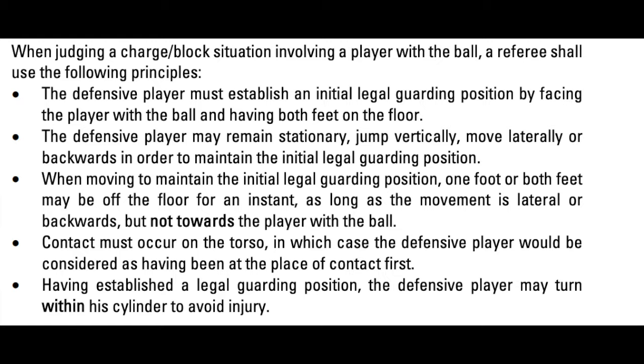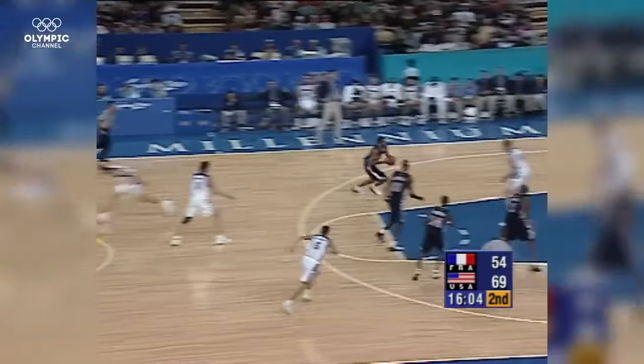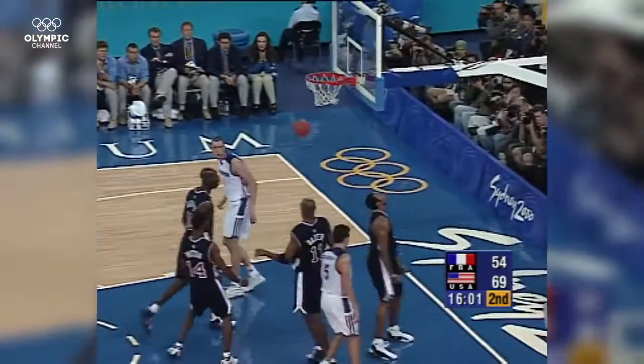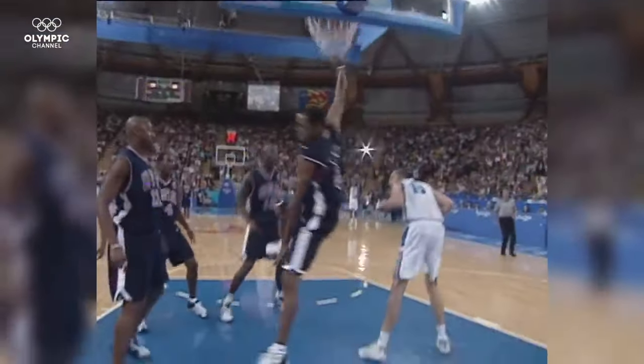Lastly, when you've established legal guarding position, the defensive player may turn within their cylinder to avoid injury. You can turn your body to brace for that contact and not be deemed a blocking foul. It's expected that if you need to protect yourself from injury, you have the right to do so.